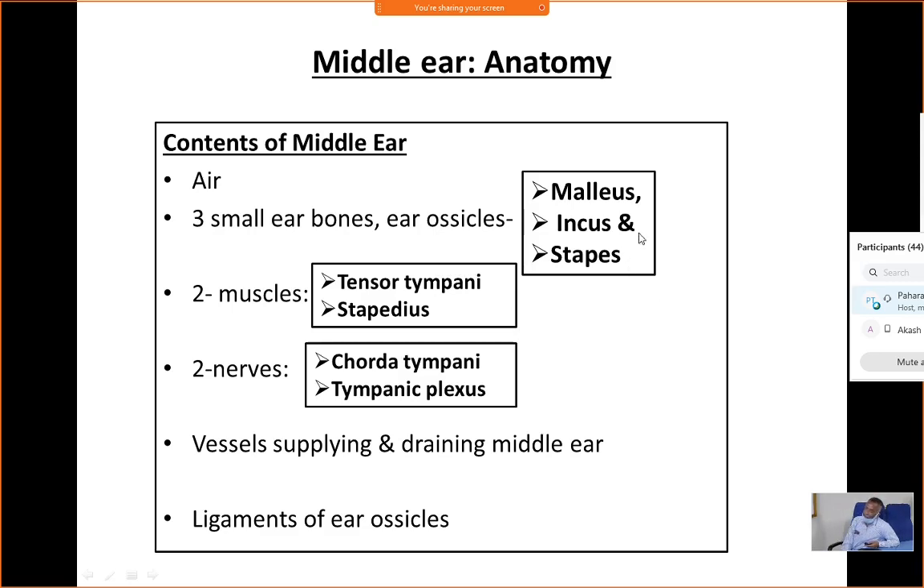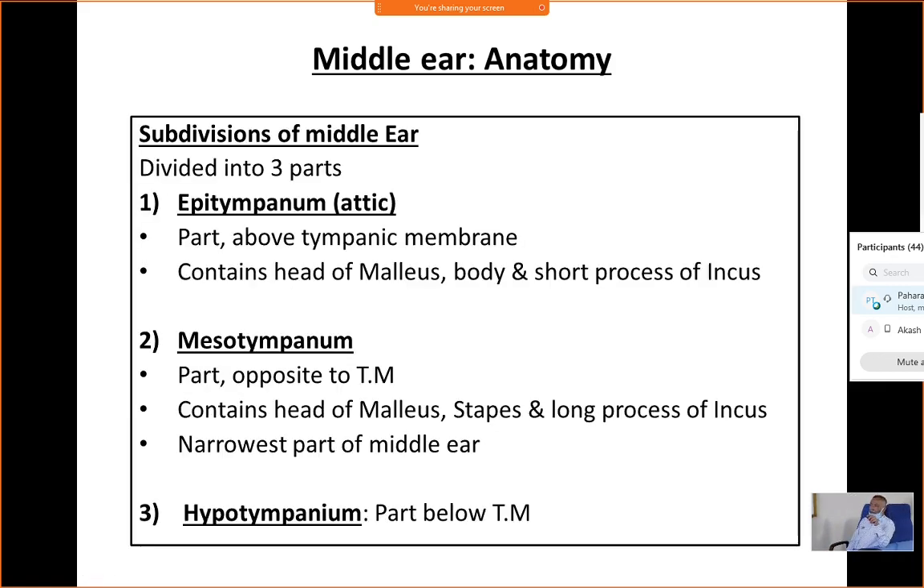These are the three bones. Then two muscles: one is tensor tympani, one is stapedius. Then two nerves, chorda tympani and tympanic plexus. Then vessels supplying and draining the middle ear cavity. Then ligaments of the ear ossicles, because these ossicles, malleus, incus, stapes, are intercommunicated by means of some ligaments.